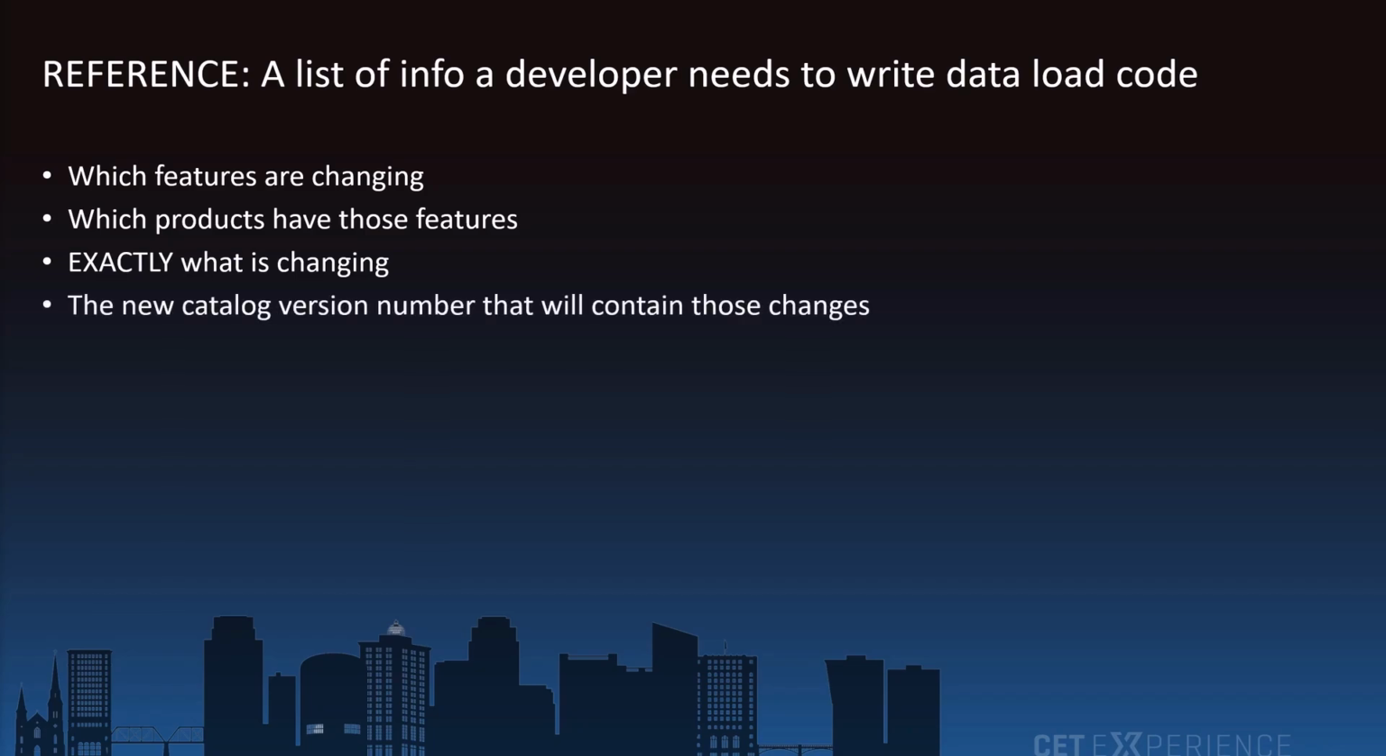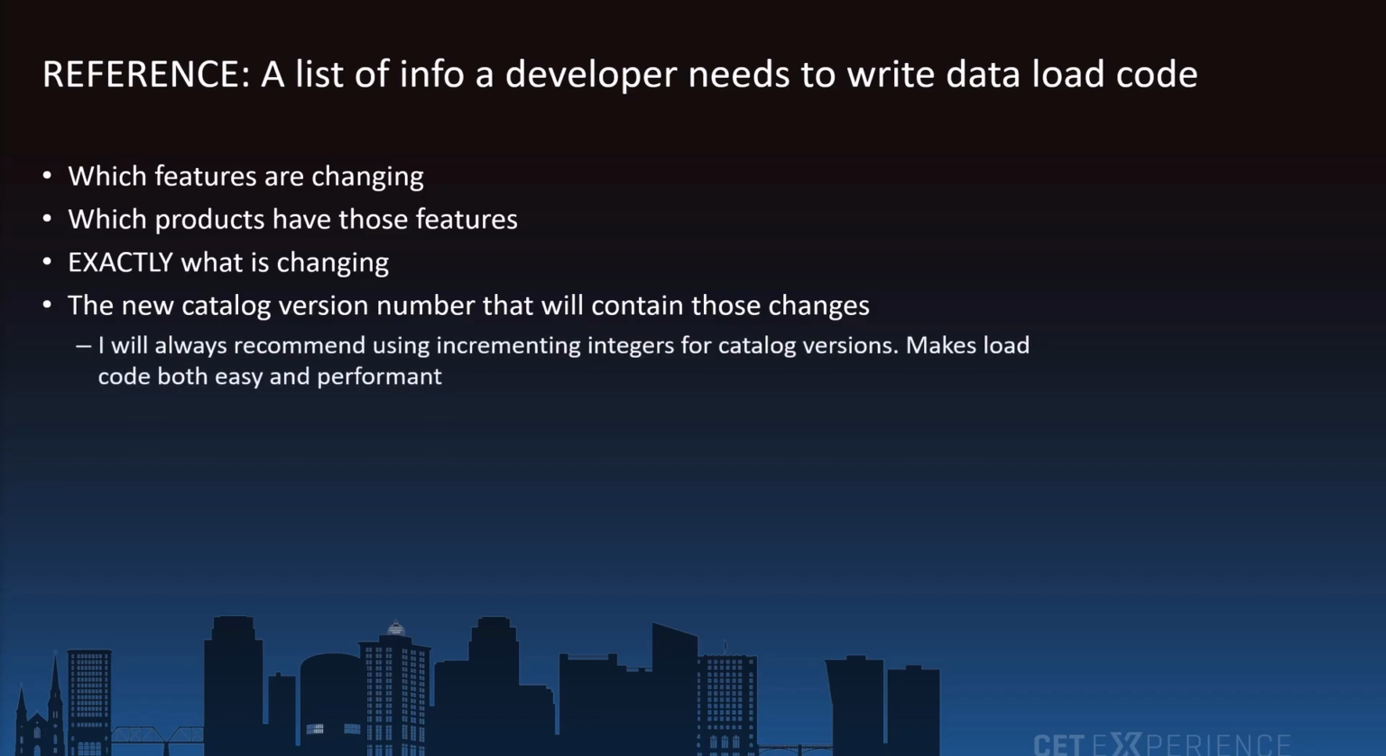I need to know the new catalog version number that will contain these changes. One tip I will add to this: I will always recommend to any catalog specialists I work with, or any manufacturers building up their own catalogs, that when you are making catalog changes, you use incrementing integers for your versions in your product catalogs, and use incrementing ones for each batch of changes that actually get uploaded and pushed out. This makes load code both easy and performant.